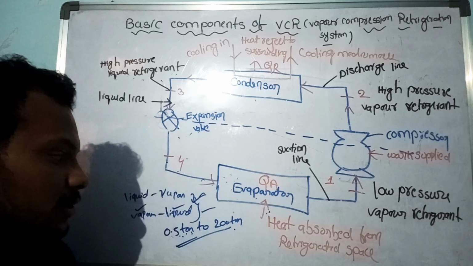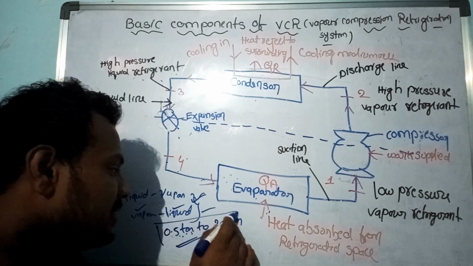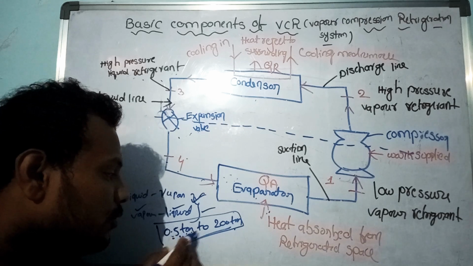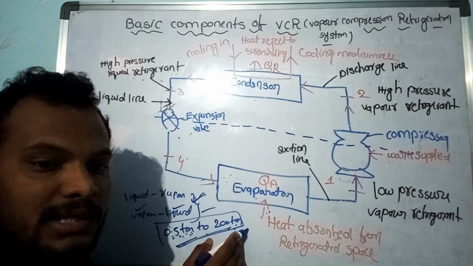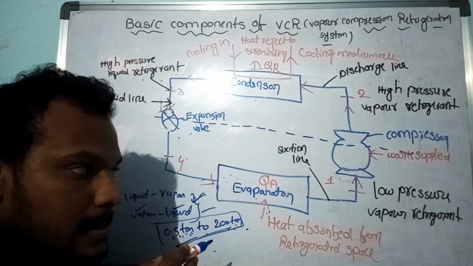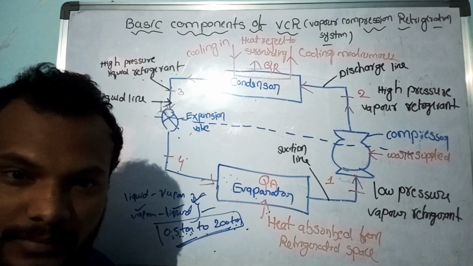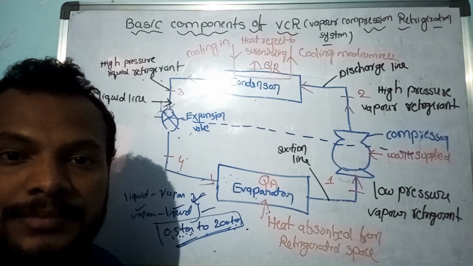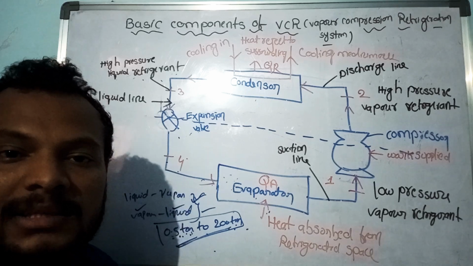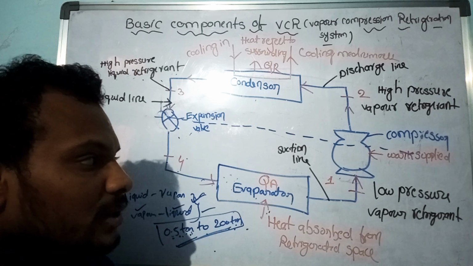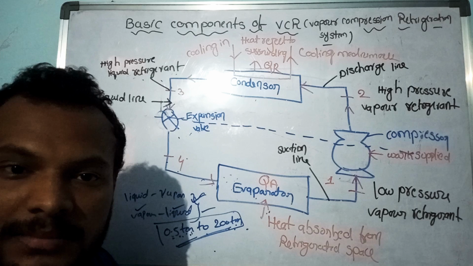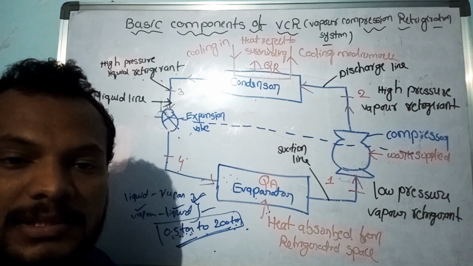This VCR system can produce from 5.5 tons of refrigeration up to 200 tons of refrigeration for a given space. This system is also called a mechanical refrigeration system. Why? To run the compressor we use mechanical energy, so the system is also called a mechanical refrigeration system.